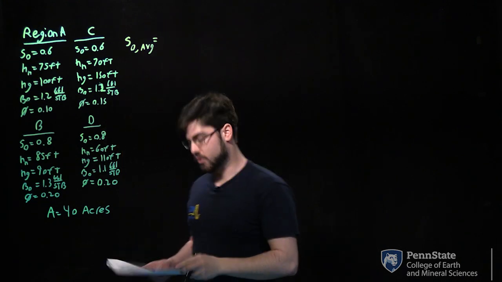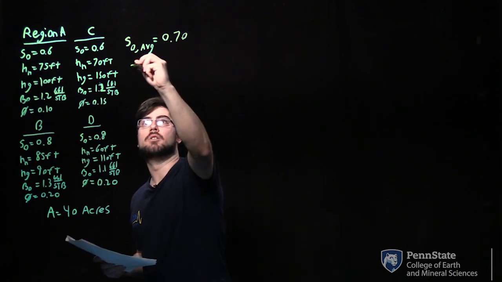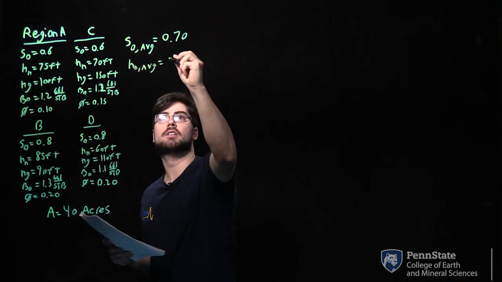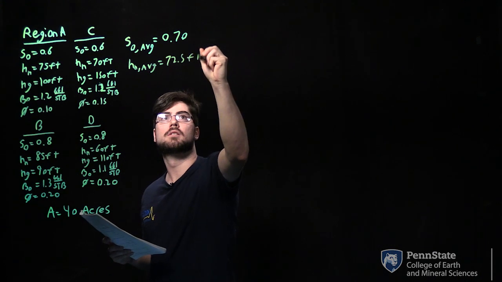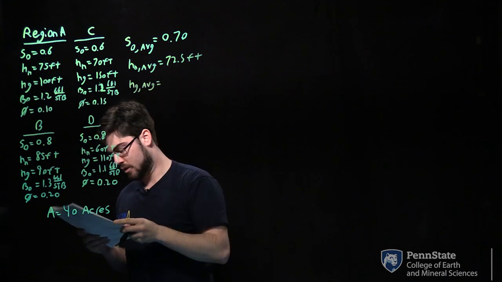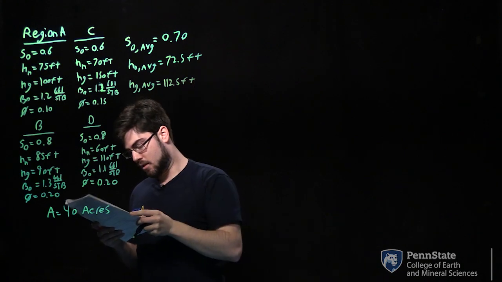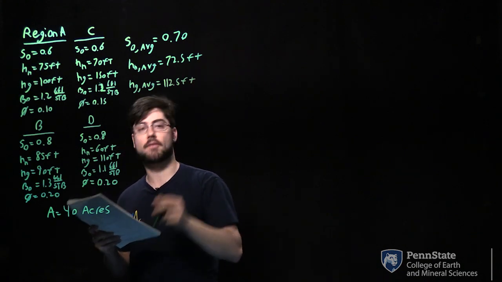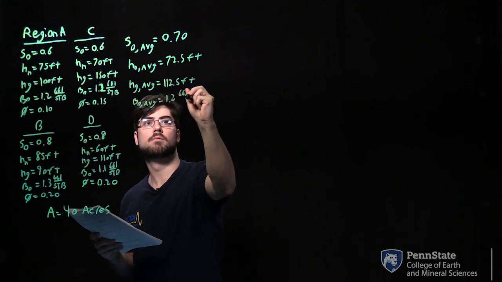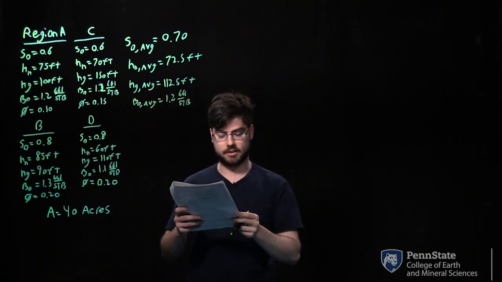The saturation of oil average is going to be 70%. Our net pay zone average is going to be 72.5 feet. Our gross pay zone average is going to be 112.5 feet. Our formation volume factor of oil average is going to be 1.2. And our porosity average is going to be 16.2%.